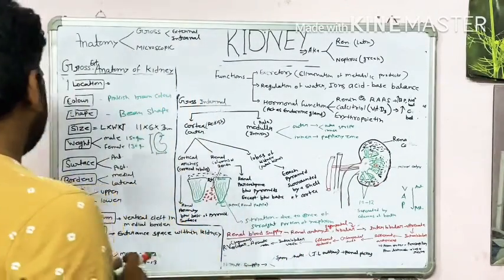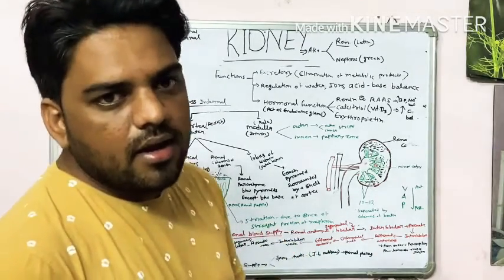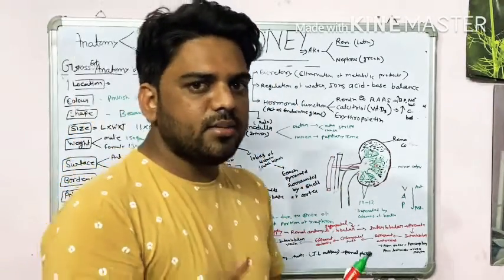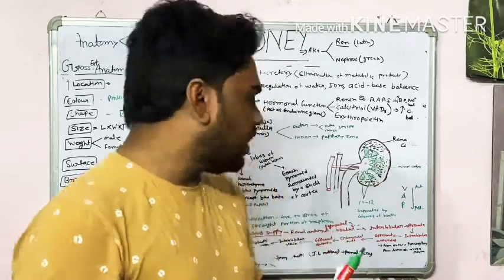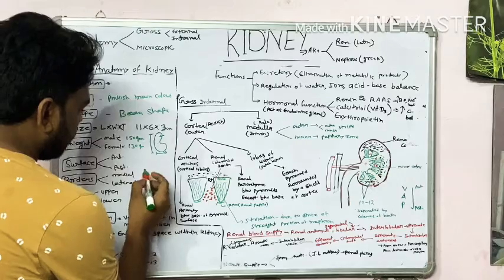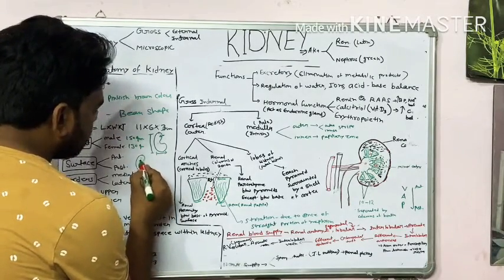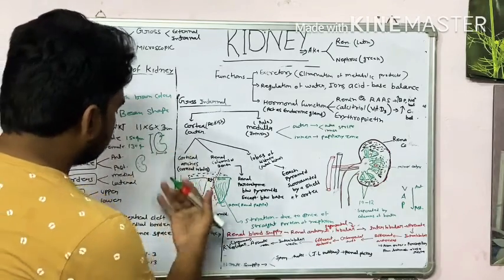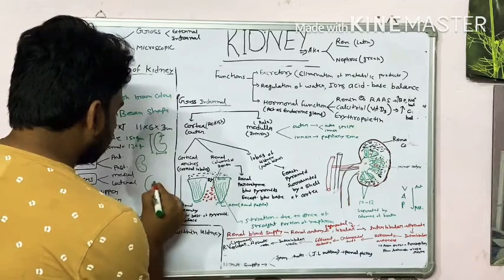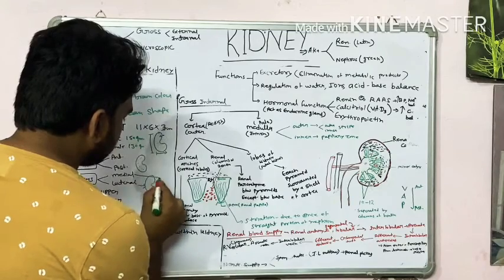Then the borders: the kidney has two borders, the medial border and the lateral border. The lateral border is a little bit thick, and the medial border is thin. Suppose this is the kidney, this is the anterior part, behind it is the posterior surface, and these are the lateral and medial borders.